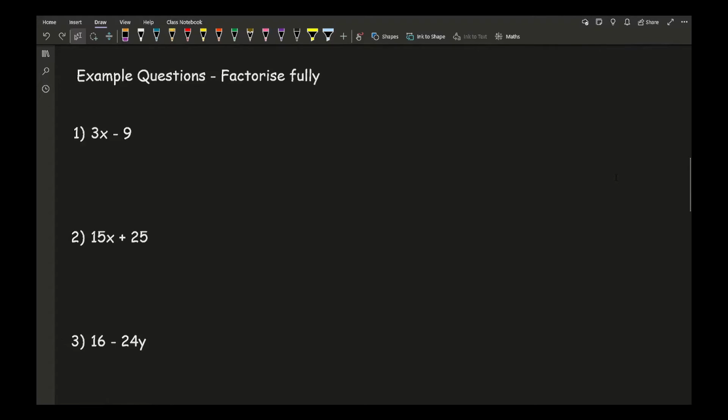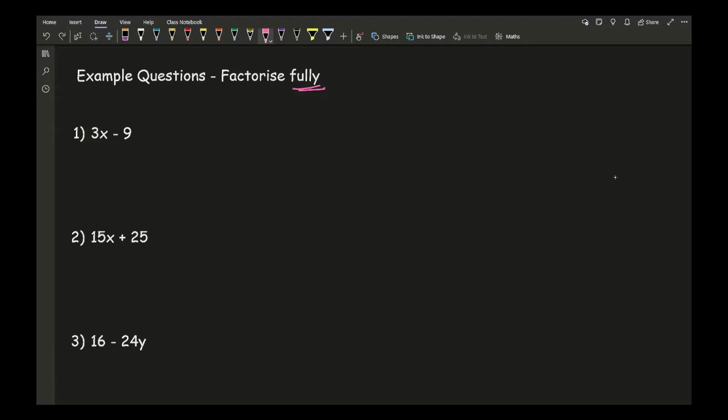Now, in a question, it will generally specify for you to factorise fully. The key word is this word fully. Sometimes you may factorise a question by taking out a common factor, but it won't be the highest common factor, or it might not be the highest power of the letter. So just bear in mind that sometimes you may get some marks but not full marks if you've not taken out the highest common factor of each of the terms.